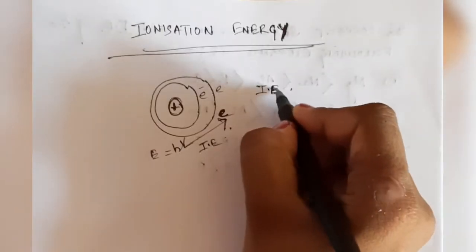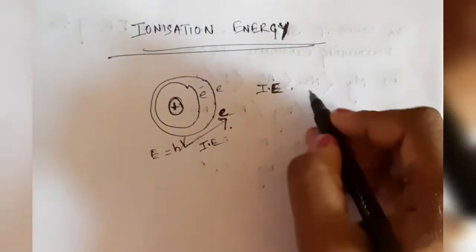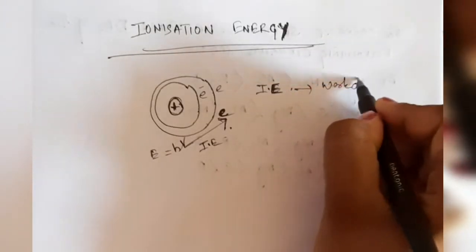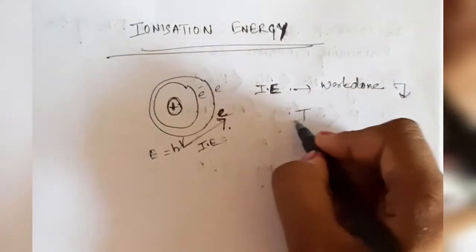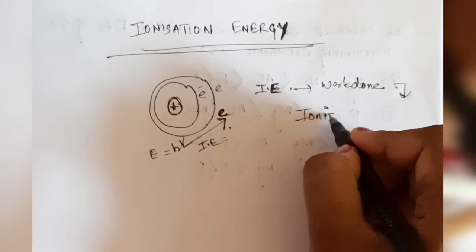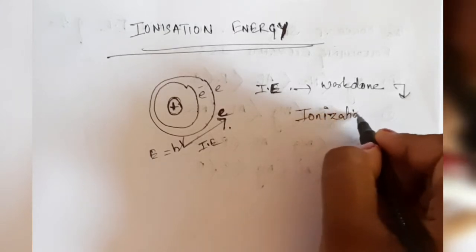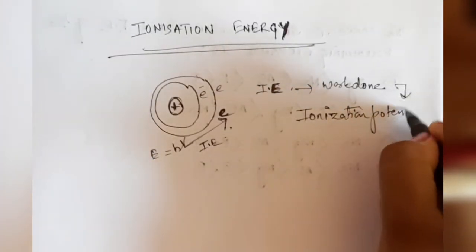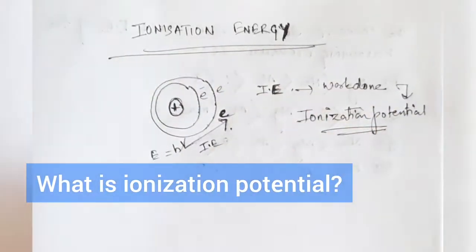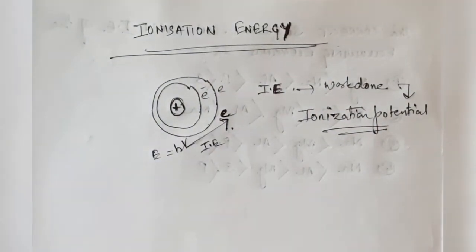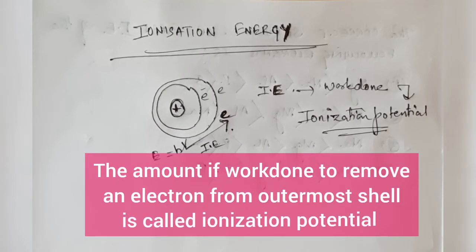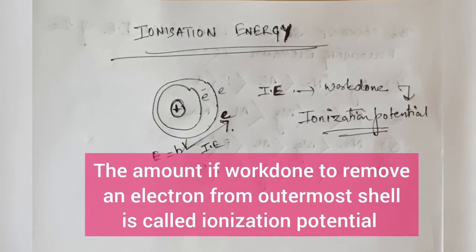When you calculate that energy in terms of work done, that is called your ionization potential. Now we will understand what ionization potential is. By definition, when such a definition is written in terms of work done, that is the amount of work done in removing an electron. The property is called ionization potential.